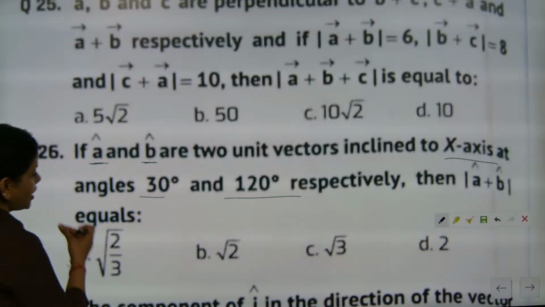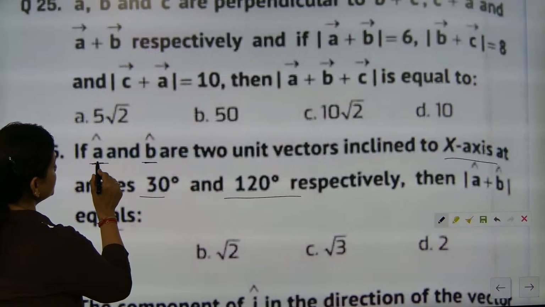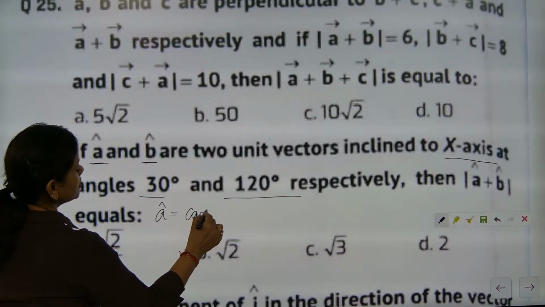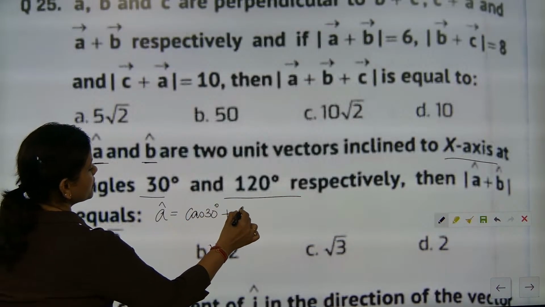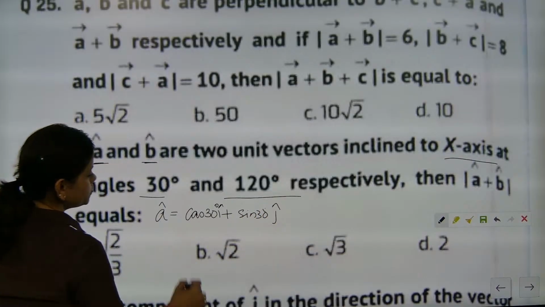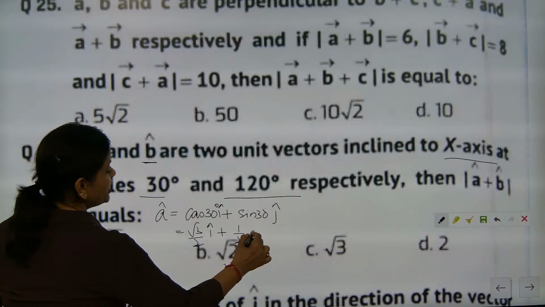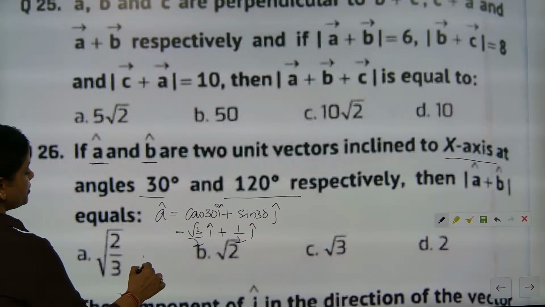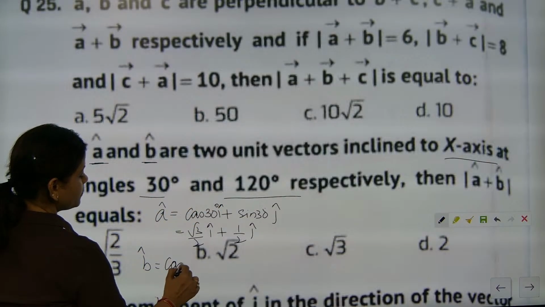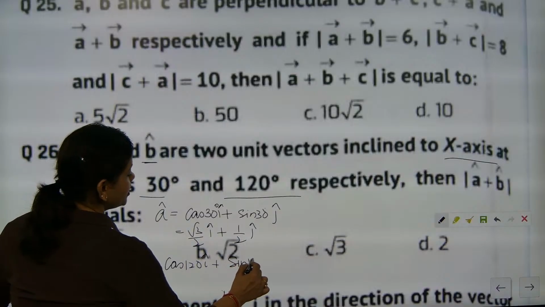Okay. Now look here. I'm not giving you the conclusion, I'm solving these questions. So the first one, as I told you when I wrote it, will become cos 30 degree i cap plus sin 30 degree j cap. Cos 30 is root 3 by 2 i cap plus 1 by 2 j cap. Now the b vector will be 120 degree, so it will become cos 120 degree i cap plus sin 120 degree j cap.